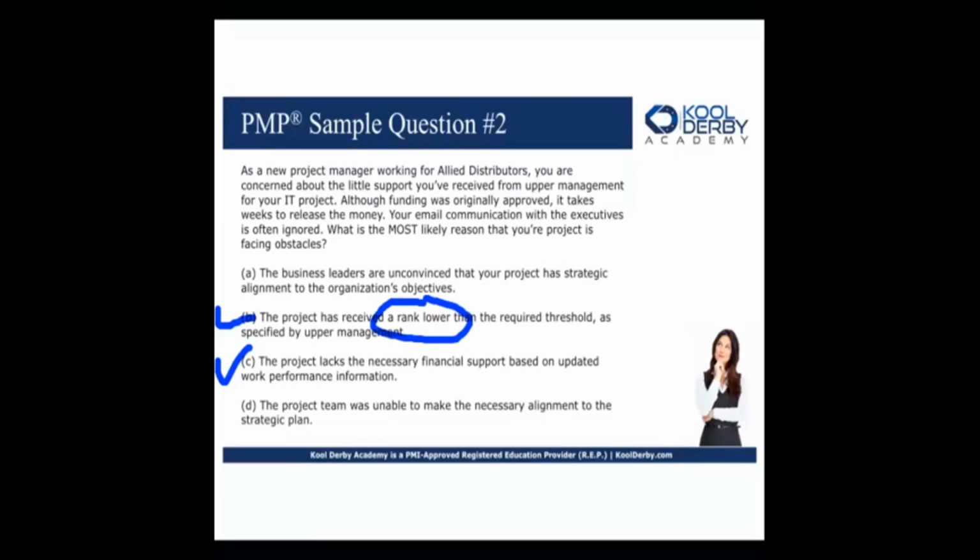What are you going to get rid of between Alpha and Delta? You going to keep A, Mariah, or going to get rid of it? Get rid of A? All right, guys, here we go. Let's look at this. The business leaders are unconvinced that your project has strategic alignment to the organization's objectives. Here, the project team was unable to make the necessary alignment to the strategic plan. What's the problem with Delta?